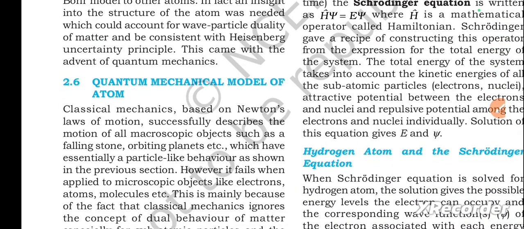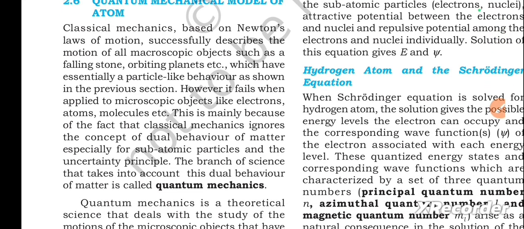Next is the quantum mechanical model of the atom. Classical mechanics, based on Newton's laws of motion, successfully describes the motion of all macroscopic objects such as a falling stone, orbiting planets, etc., which have essentially a particle-like behavior as shown in the previous section. However, it fails when applied to microscopic objects like electrons, atoms, molecules, etc. This is mainly because classical mechanics ignores the concept of the dual behavior of matter, especially for subatomic particles, and the uncertainty principle.